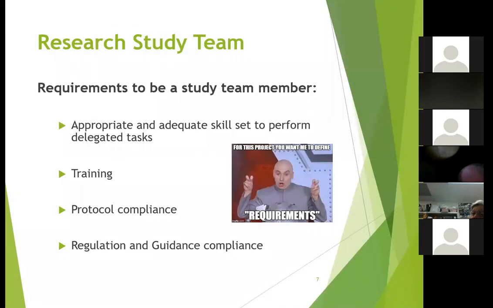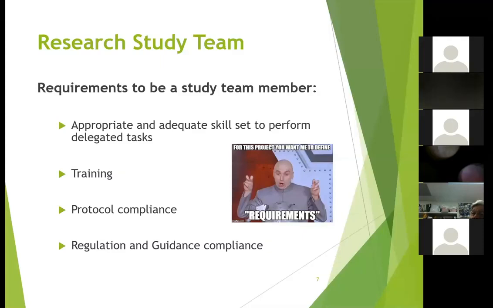So what does it take to be a member of the research study team? A team member must possess the qualifications to perform the tasks that are delegated by the PI. You have to be qualified by either education, experience, or knowledge. You also have to have the appropriate training for the particular study. So just because you had training for a procedure on another study, you have to document that you have training for your particular study that you're performing at that particular time.